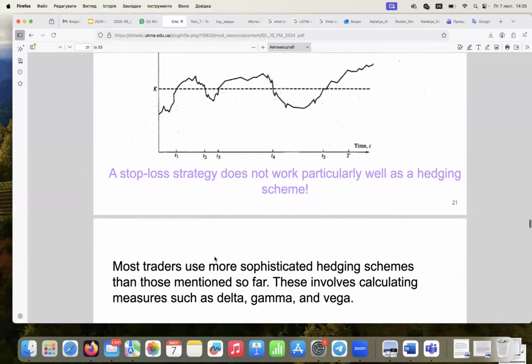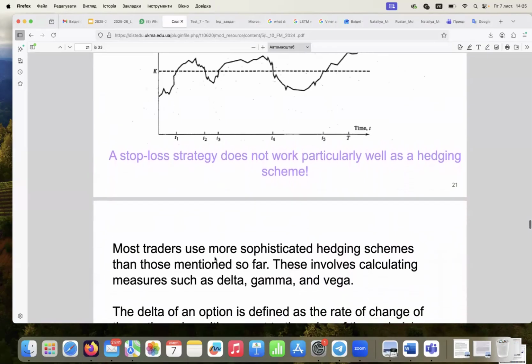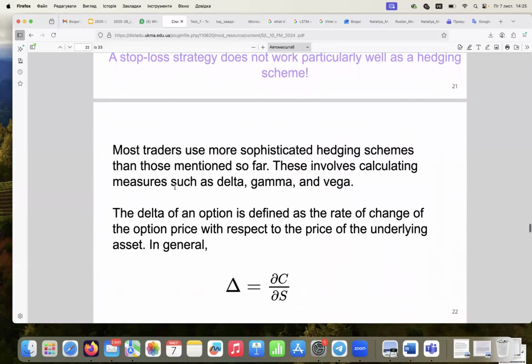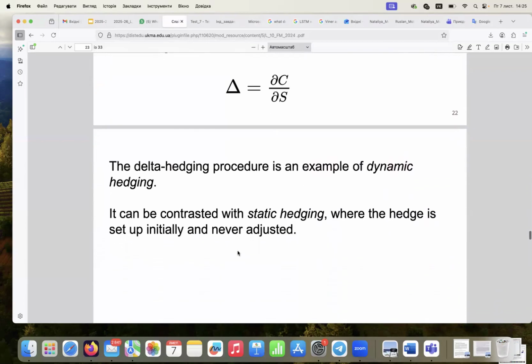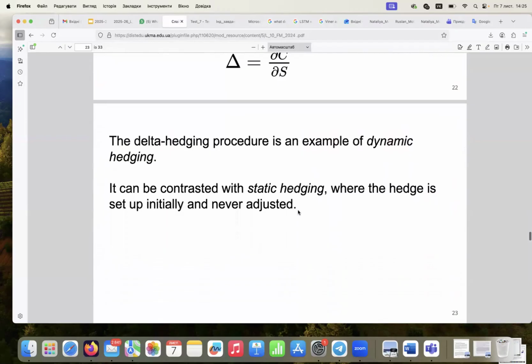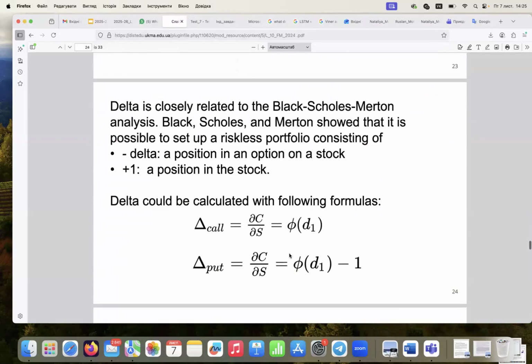Okay, but we don't need this strategy, maybe some elements. Most traders use more sophisticated hedging schemes, calculating delta, gamma, vega, and it will be a delta hedging strategy. And now we consider dynamic delta hedging. Okay.